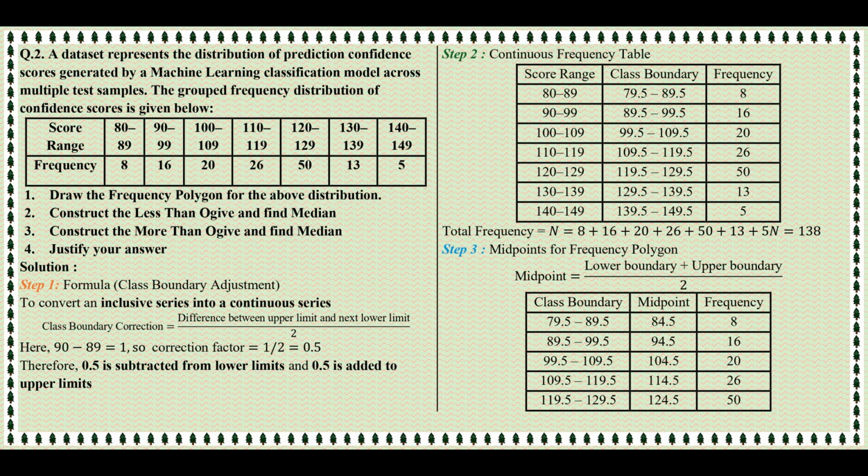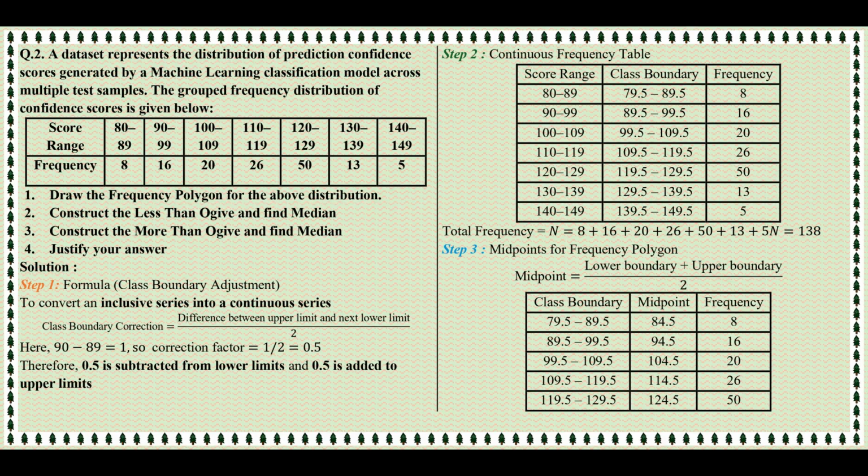First, we convert the inclusive series into a continuous series. The formula is class boundary correction equals difference between upper limit and next lower limit divided by 2. Here, the difference between 90 and 89 is 1. So correction factor equals 1 divided by 2, that is 0.5. So we subtract 0.5 from each lower limit and add 0.5 to each upper limit.